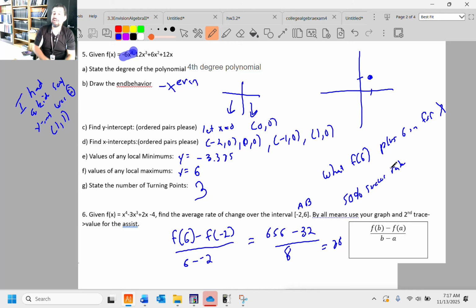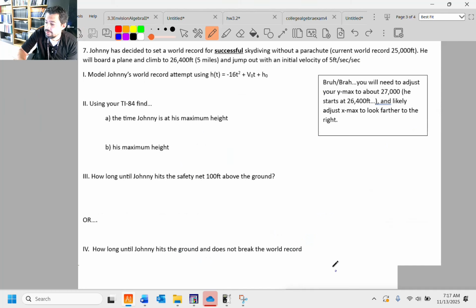Like, it's been that way. I have talked about average rate of change since early August. So it's about time you figured it out. It's an Algebra 1 standard, not Algebra 2. I'll be right back.